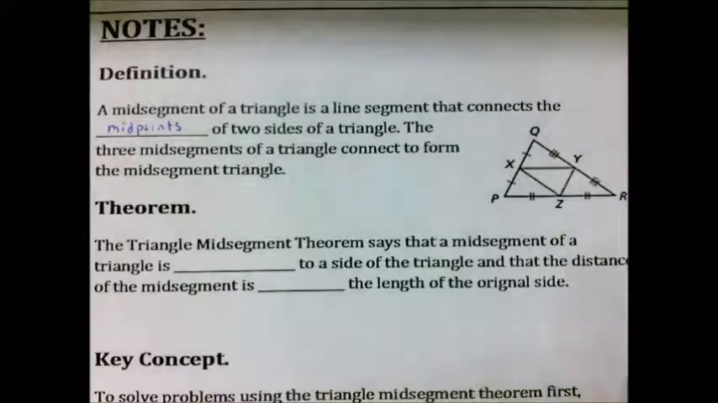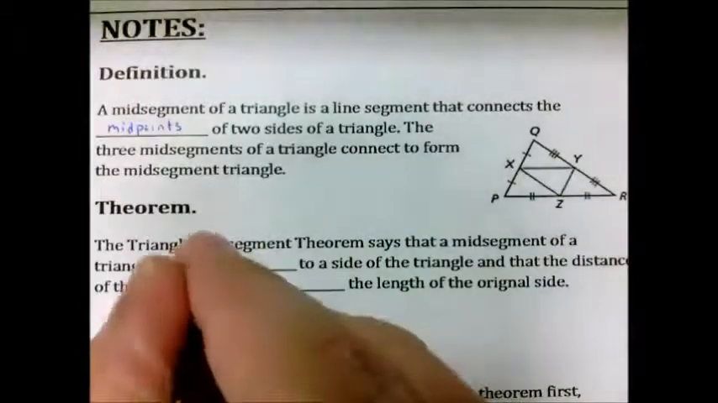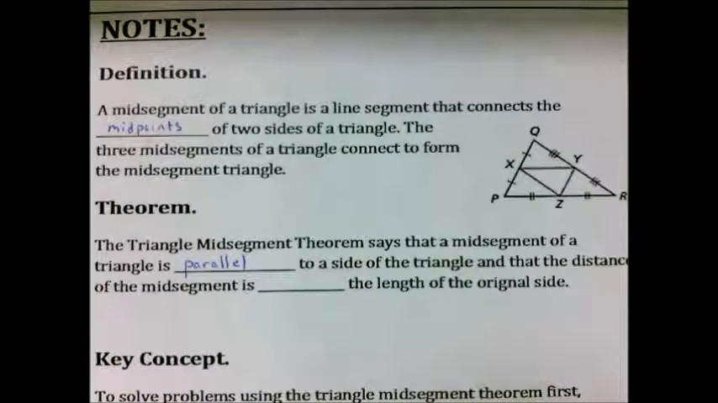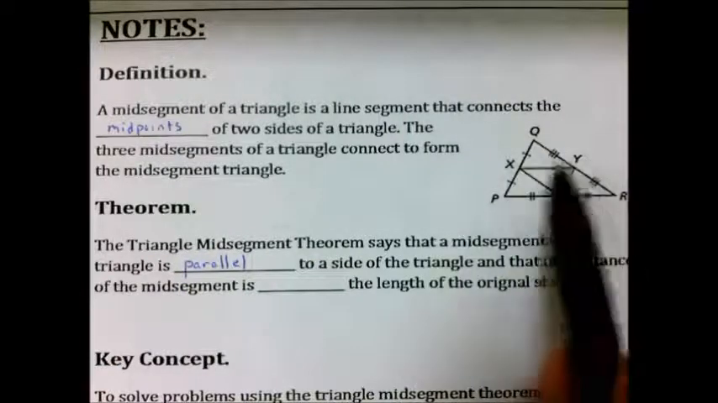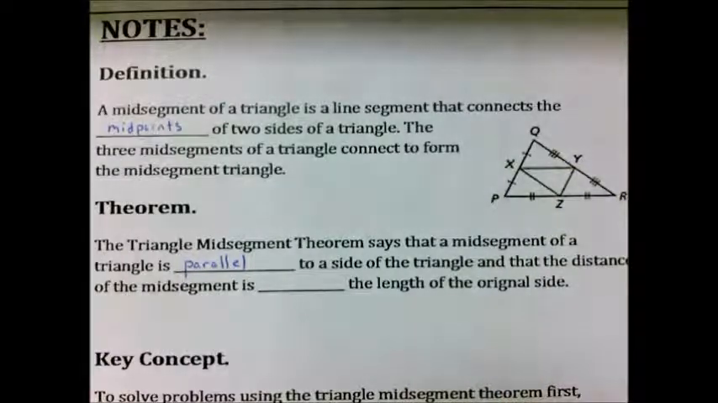The three midsegments of a triangle all connect to form what is called the midsegment triangle, okay? So XYZ would be considered the midsegment triangle. Now, as far as the theorem goes, the triangle midsegment theorem says that a midsegment of a triangle, so that's one of these again, is parallel to a side of the triangle. So what that's saying is XY, connecting those midpoints, is going to be parallel to PR. That's a theorem, so it is proven true.